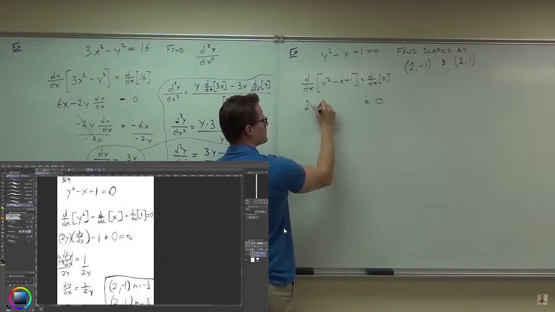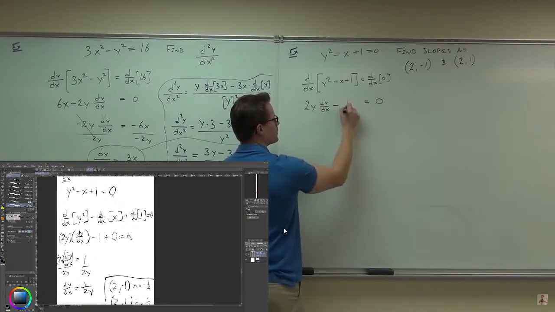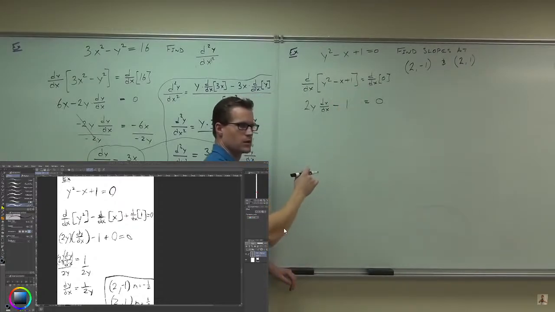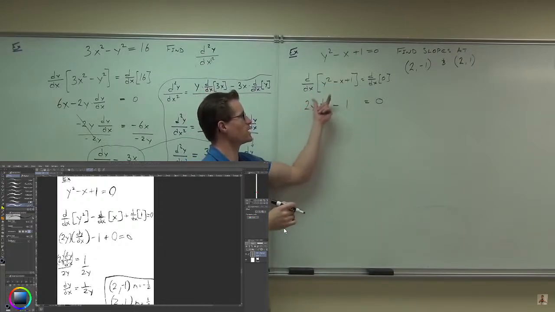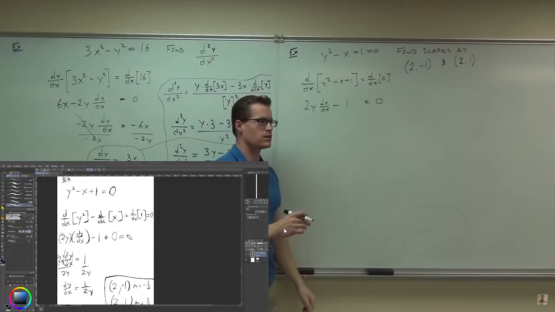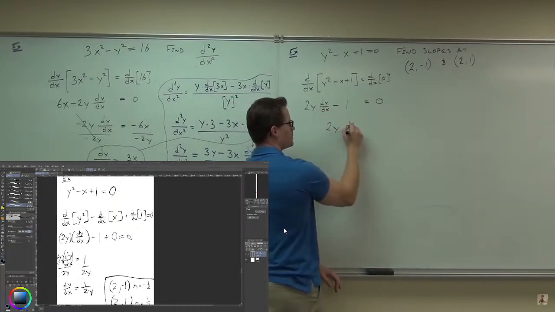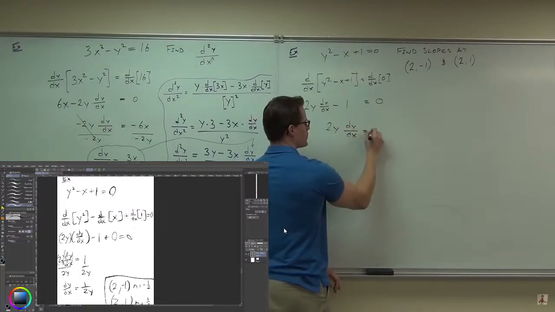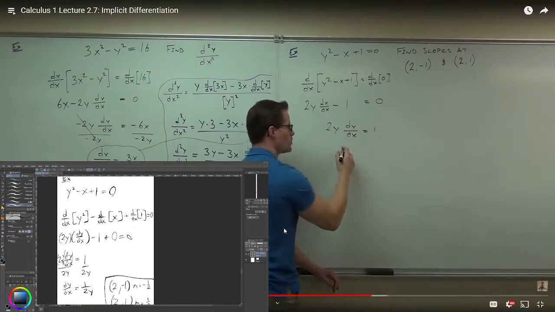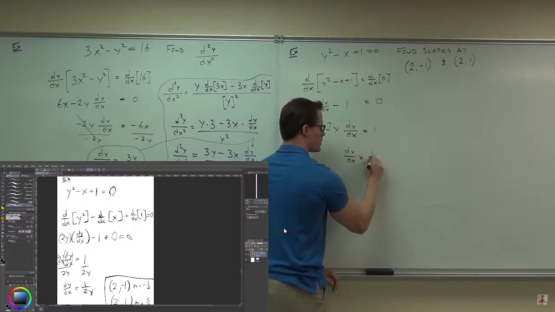2y times dy dx. Perfect. Minus how much? 1. 1 plus how much? 0. Good. Derivative here is 2y dy dx. Derivative here is 1. Derivative here, nothing. Can you solve that? If you add 1, you're going to get 2y dy dx equals 1. If you divide by 2y, you get dy dx equals 1 over 2y.